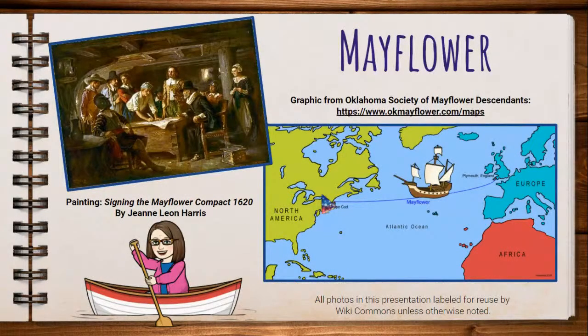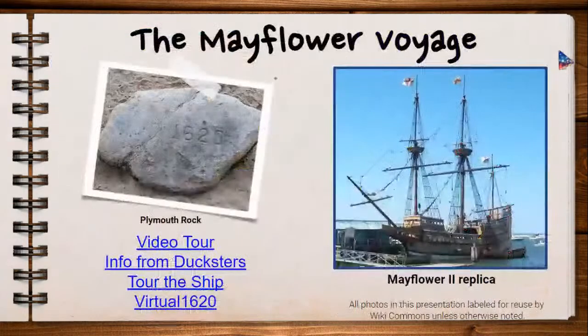They had originally hoped to reach America by early October using 2 ships, but delays and complications meant that they could use only one, the Mayflower. It was not a brand new ship. In fact, it was quite an older ship. It arrived in November, and they had to survive unprepared through a very harsh winter. What you can see here is a painting by Jean-Léon Harris of them signing the Mayflower Compact.